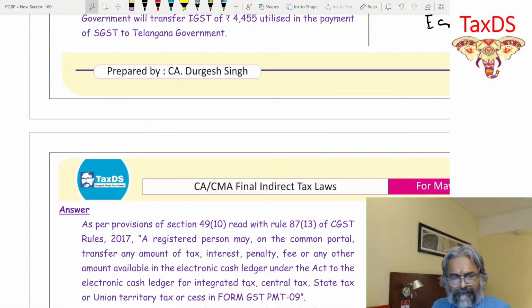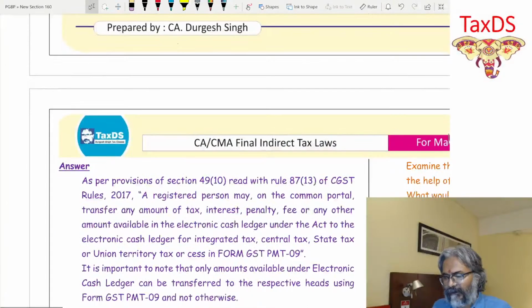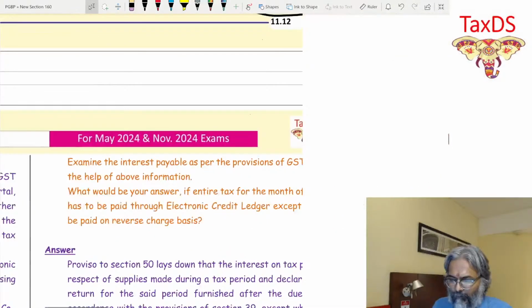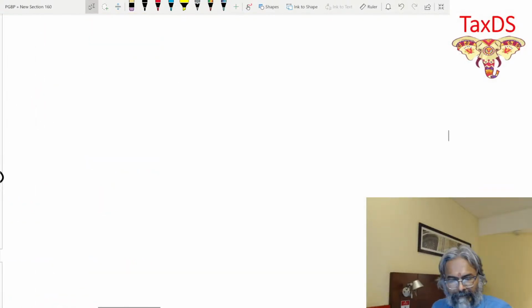So this is what it is in this context. So therefore, this question number 4 has been done. Now the last ledger account, students, that we have to go about is the electronic credit ledger. So obviously, students, this electronic credit ledger has to do with the ITC in this context. So therefore, the electronic credit ledger.